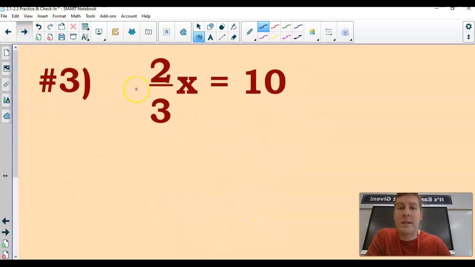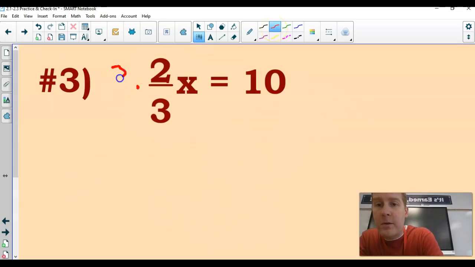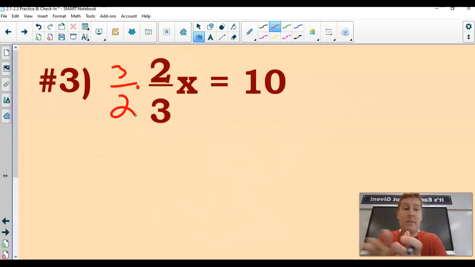Your next question was this: 2/3 x equals 10. Same idea. We want to get x by itself. So we have to ask ourselves, how do I undo this 2/3 that's being multiplied by x? We could do it in 2 steps, multiplying both sides by 3 first, and then dividing by 2. But what we taught you in class was to multiply both sides by the reciprocal. Watch how that works. If I multiply by 3 over 2 on the left-hand side, we also have to multiply by 3 over 2 on the right-hand side.